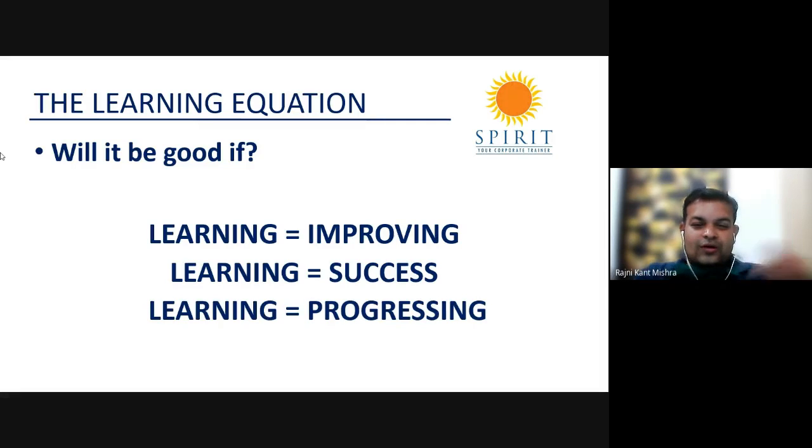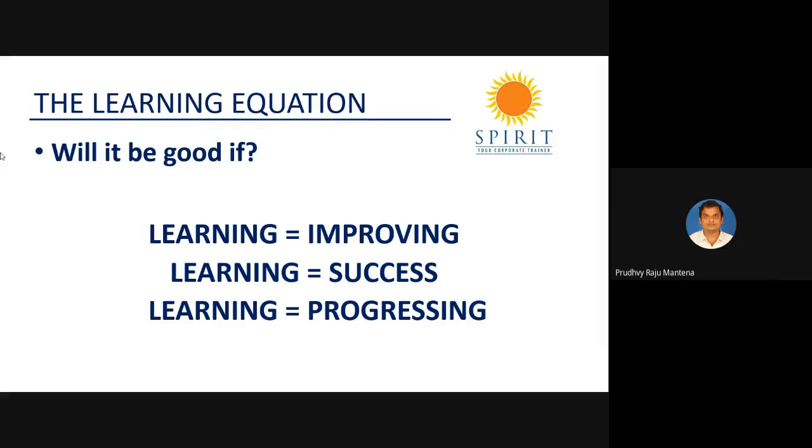Now all these things, in a way, would mean the same thing. Like I said, today's session is a bit about behavioral training. It is my area of interest, and I will request all of your participation so that you understand it even better. So you see, learning is equal to improving, learning is equal to success, and learning is equal to progressing. What will be your choice? It is a humble request to all of you to please respond to this. What would you choose?